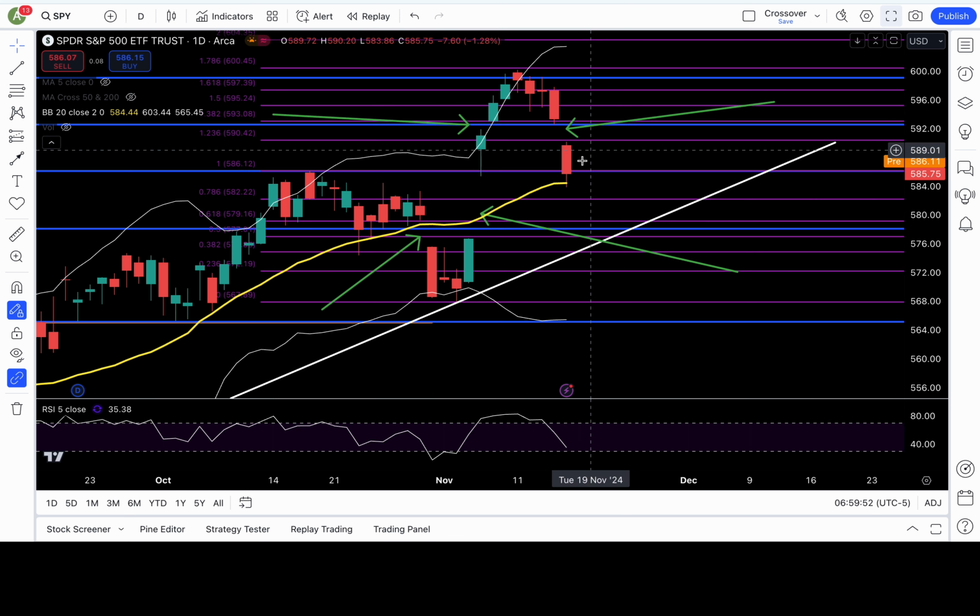Okay, so now that we test the 20 daily moving average, if we can recapture those levels, get back above 586, get back above 589, then maybe we can get a bounce. All right, and maybe we can cancel out this island reversal. The only way this island reversal cancels is if we fill the gap and eventually break above. So that 586 level is very important.